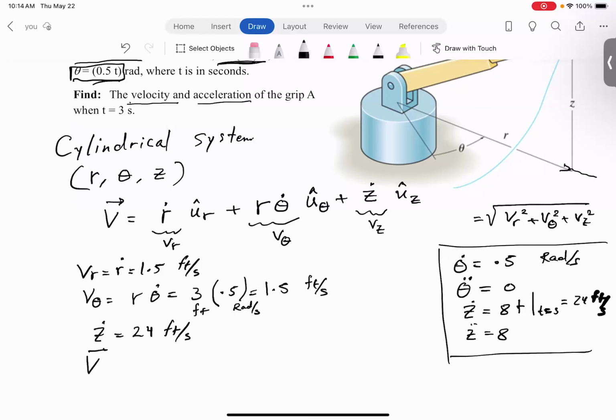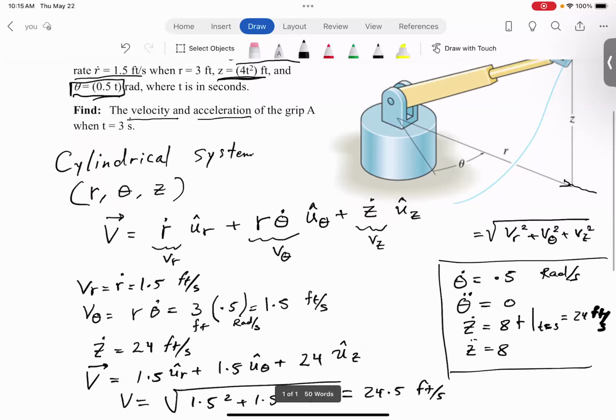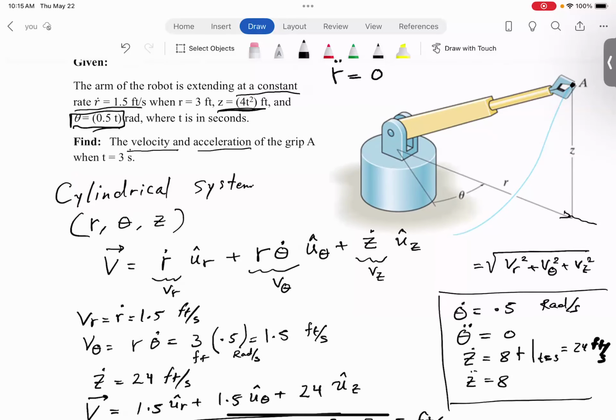So velocity vectorially here would be what? Would be 1.5 u sub r, that's the radial component. 1.5 u sub theta, that's a transverse, and then the other component is 24. So the magnitude of this would be what? The square root of 1.5 squared plus 1.5 squared plus 24 squared, which happens to be about 24.5 feet per second. So that's the velocity of this guy at this instant.